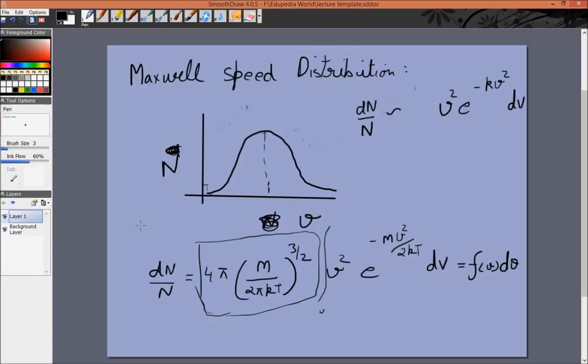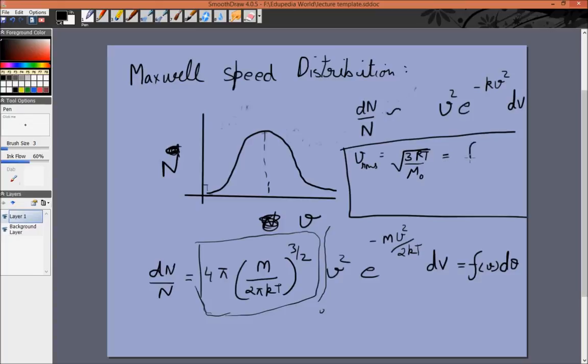Now there are some important quantities in this probability distribution. First is the root mean squared. We already calculated it to be root 3RT by m naught. By the way, this is small m and this is m naught. You can equate them later on. This can actually be derived from this equation. How would you calculate v rms? It would be the integral of f of v times v square dv, divided by the integral of f of v dv.